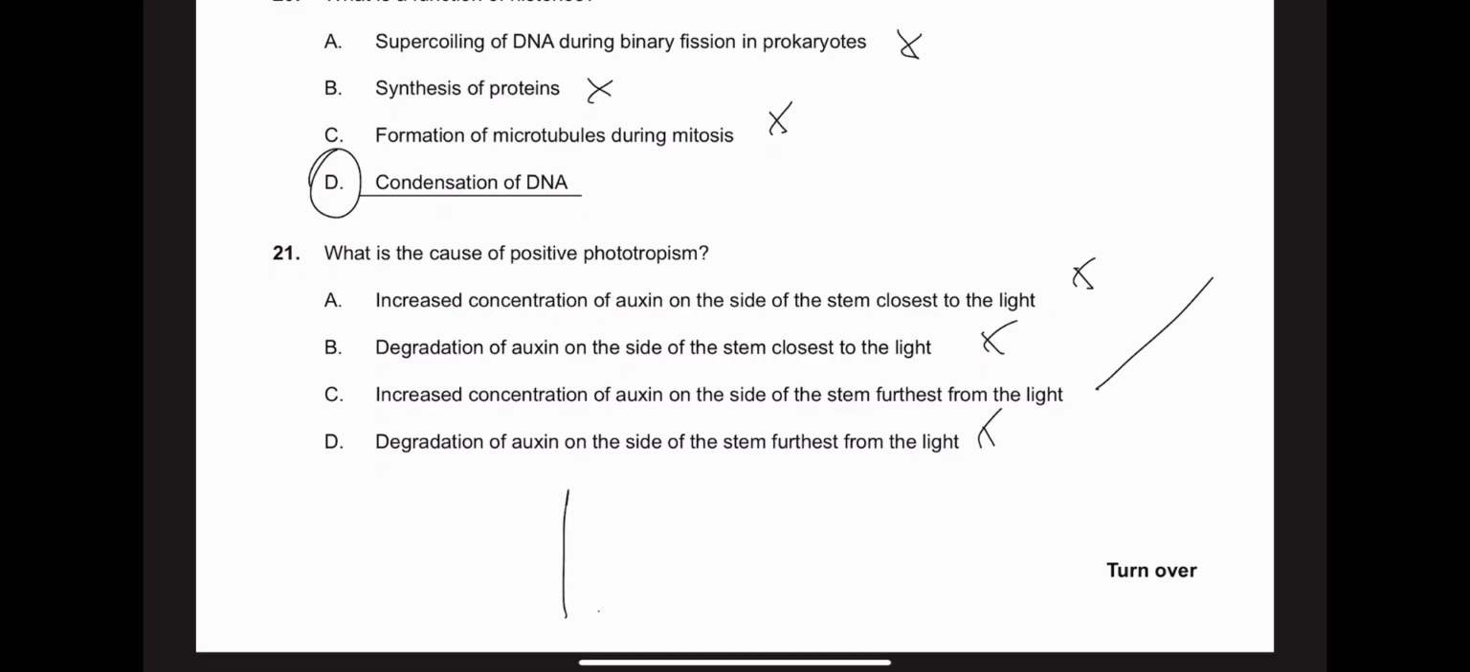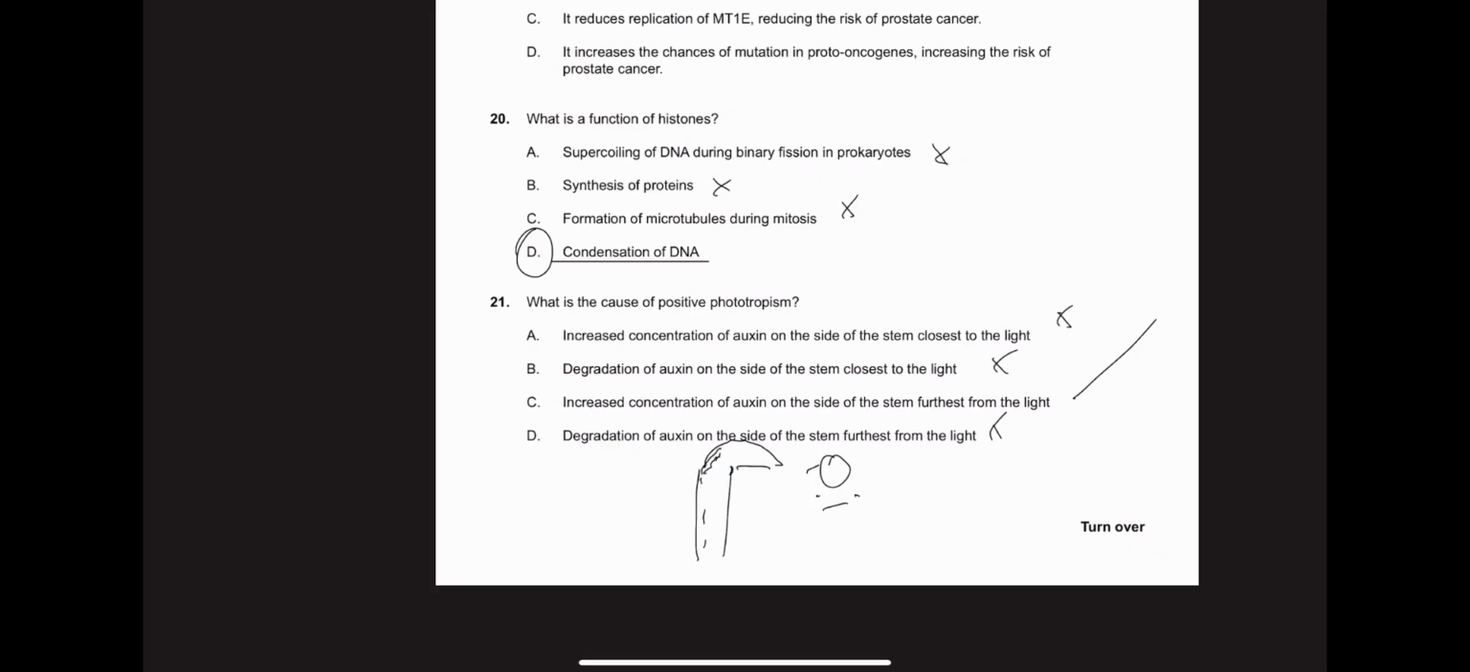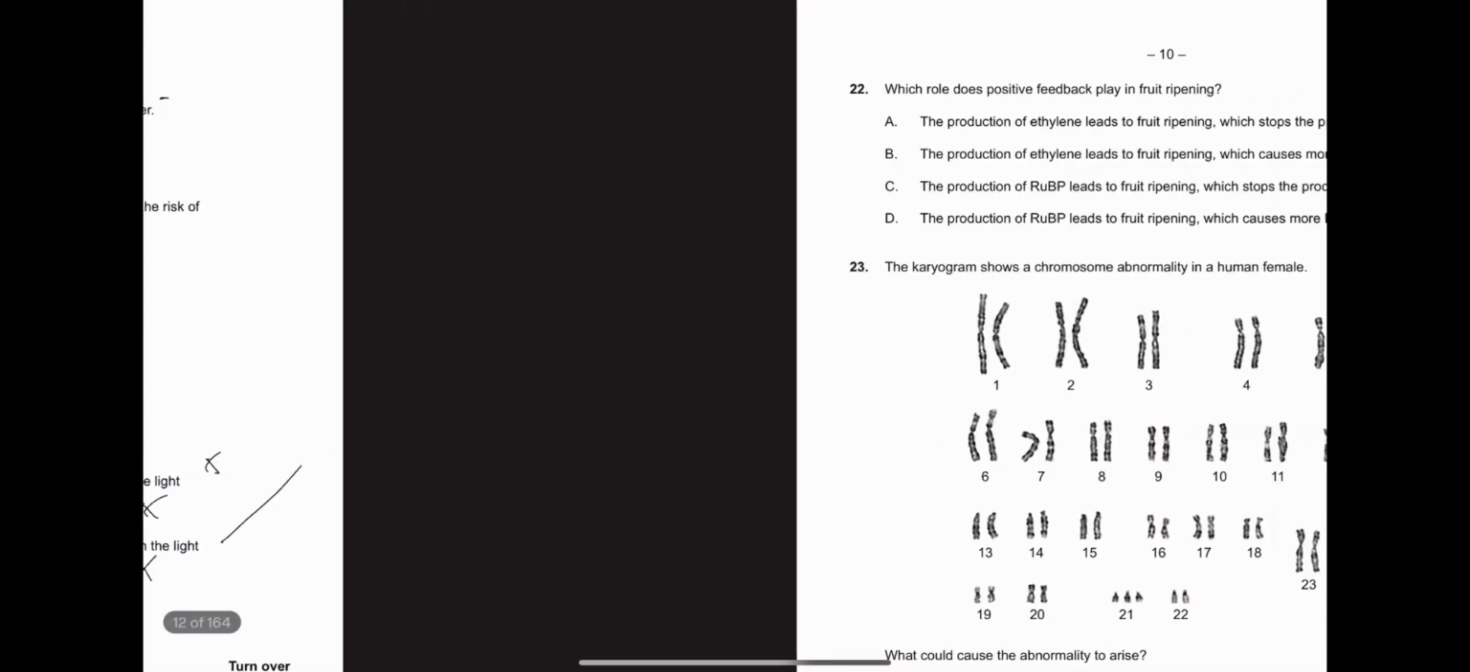Remember, you have a stem that's like this, and then your light is like this. If we increase auxin here, this part grows longer. It causes it to grow like that towards the light. Yeah. Not the best illustration, but hopefully you understand.